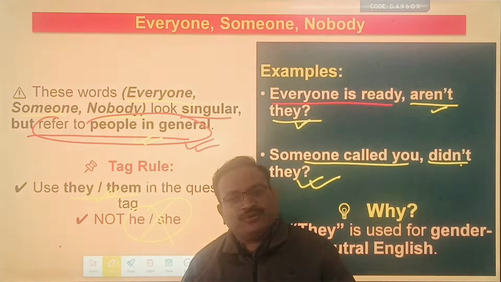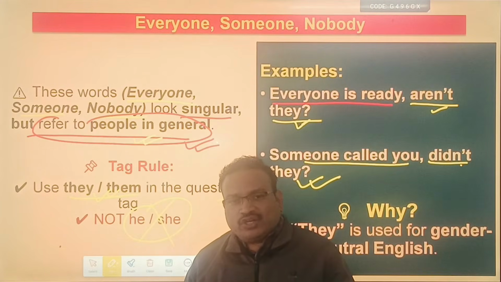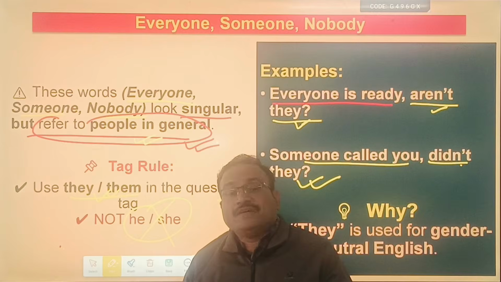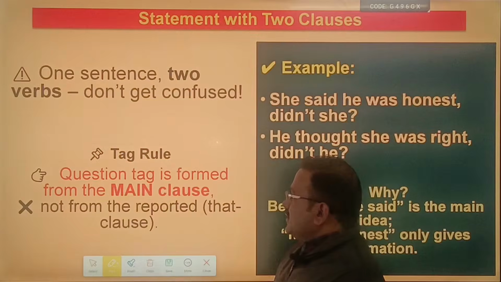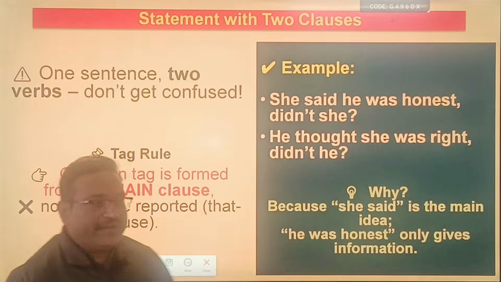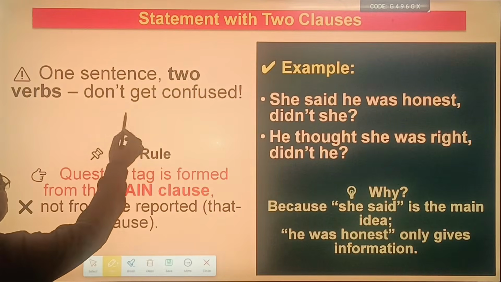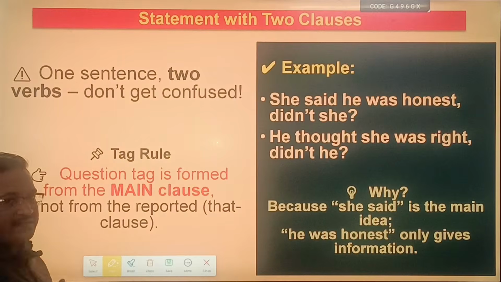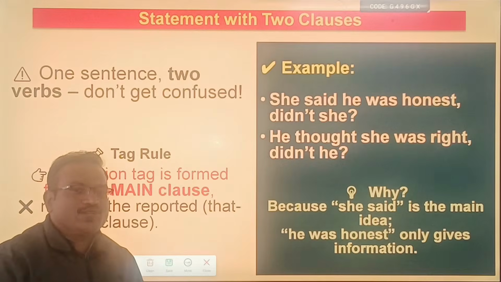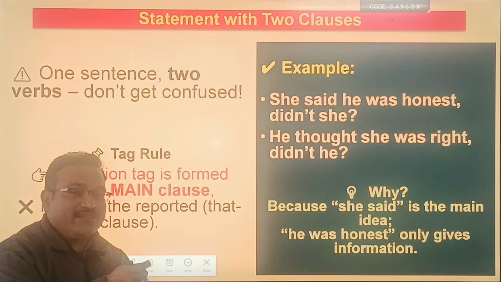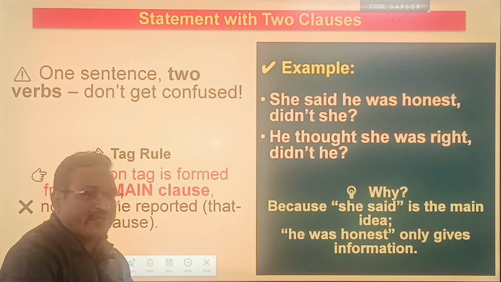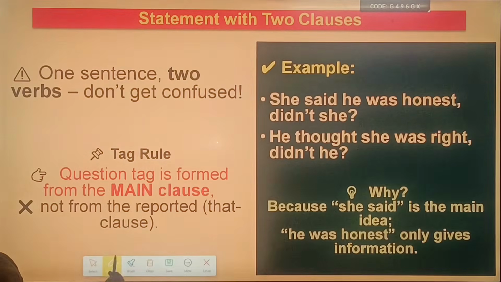And they being plural, naturally the auxiliary verb will be plural. Aren't they? Weren't they? Yes or no? This is again a very important one. A statement with two clauses. One sentence, two verbs. Don't get confused. When one sentence has two verbs, don't get confused about which verb will be used for the question tag. Let us see how.